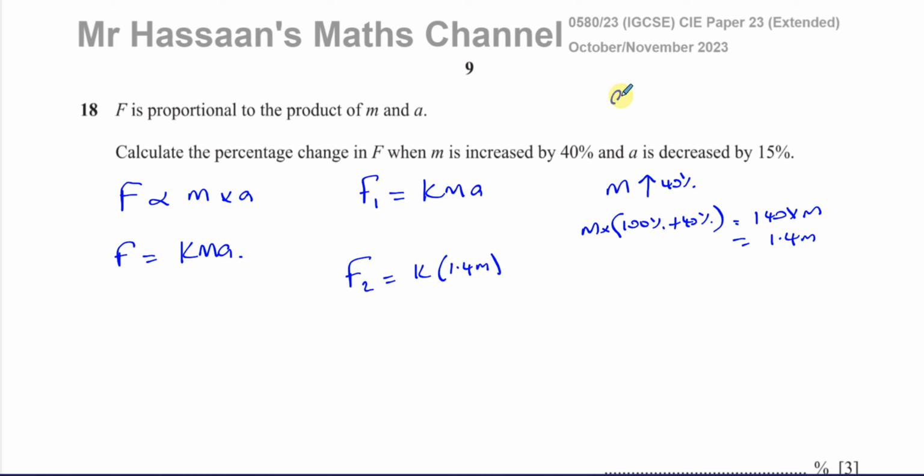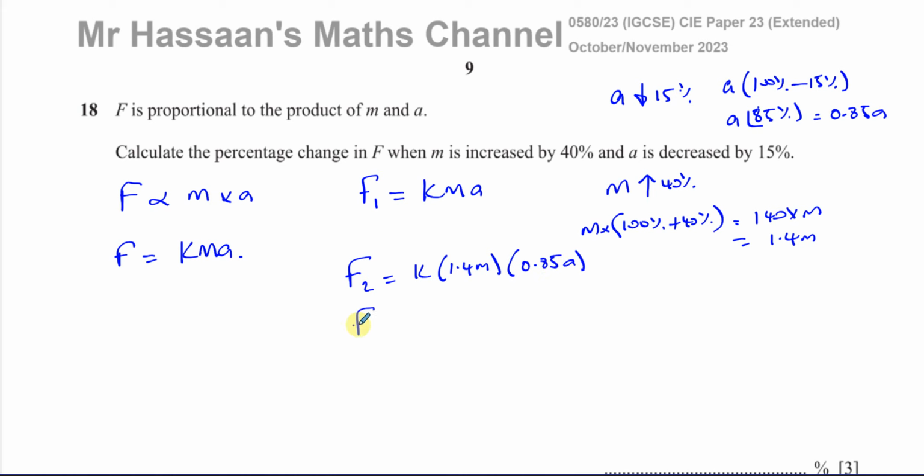And if you want to decrease something by 15%, I'm going to decrease A by 15%, it's going to be A times 100%. Instead of add, you subtract 15%. So that's going to be A times 85%, which is, as a decimal, 0.85 times A. So the new value of A is 0.85A. So that will give me the new value of F.